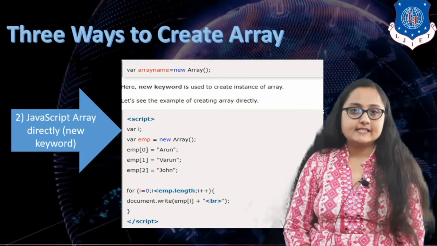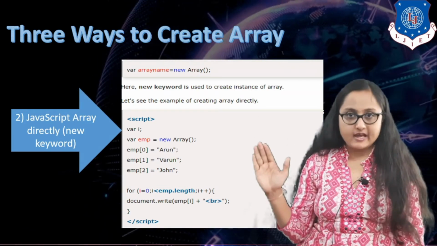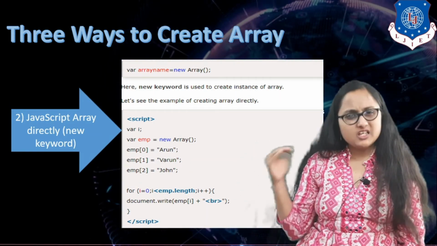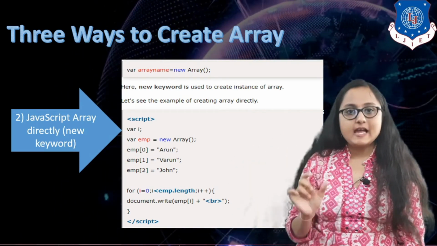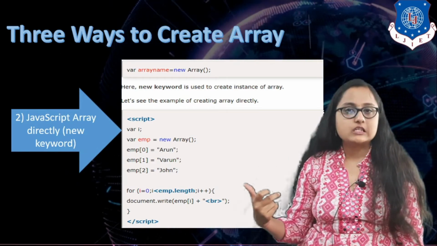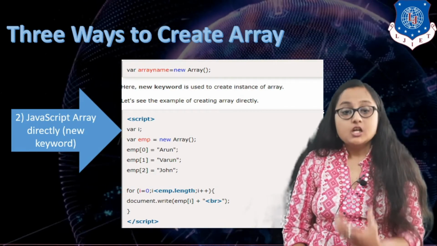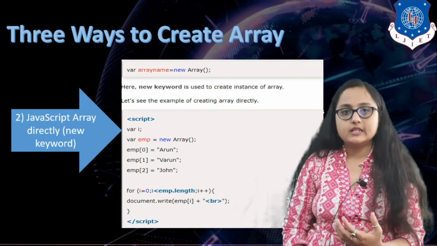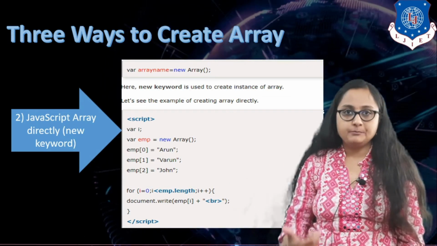Here also you can see an example, that first I have written var i. You can skip this var i if you want, right. I have already told you that you don't need to declare the variable, but here I have declared it, and it is okay to declare. The next thing I have done is var emp is equal to new Array, using the inbuilt constructor Array along with the new keyword. Now how to assign the values? If I am assigning the values to this emp, you know that you have to start with index 0. So emp[0] is equal to Arun, emp[1] is equal to Varun, emp[2] is equal to John.